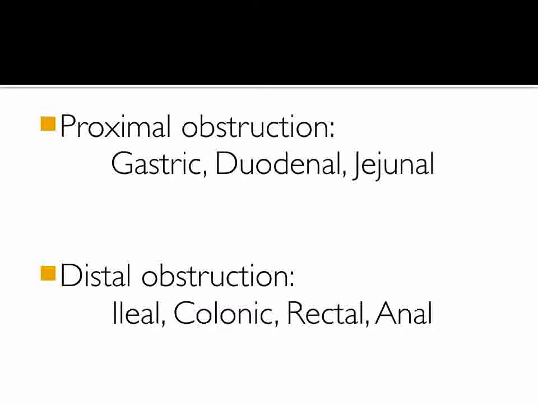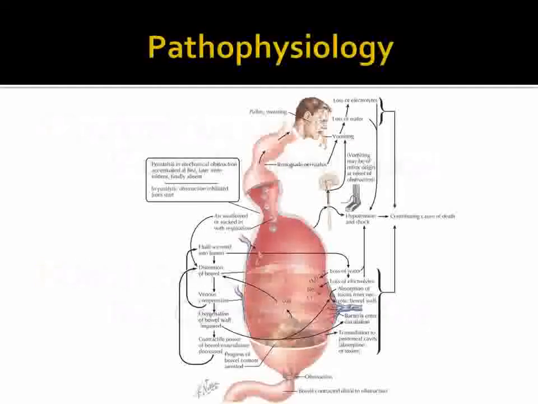While in distal obstruction, the baby usually presents late by marked abdominal distension, late vomiting, and constipation. So the differentiation between proximal and distal obstruction will be discussed later in the clinical picture. After that, what is the pathophysiology of neonatal intestinal obstruction, or of intestinal obstruction as a whole?